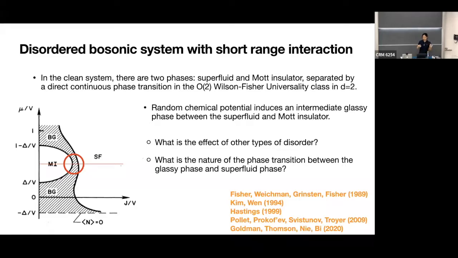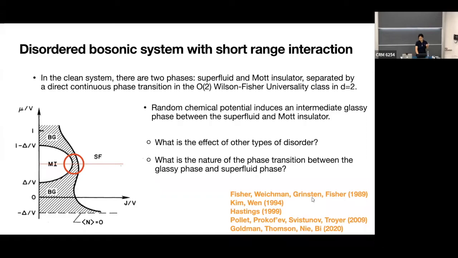To see how the disorder affects the interacting boson gas, basically. In the clean system, we know for the interacting boson gas there can be two possible phases, superfluid and Mott insulator, depending on the value of the microscopic parameter, or the coupling of the effective field theory. And these two phases can be separated by a direct continuous phase transition. Below three spatial dimensions, the transition is in the O(2) Wilson-Fisher universality class. Above it, the transition is just described by the free Gaussian theory.